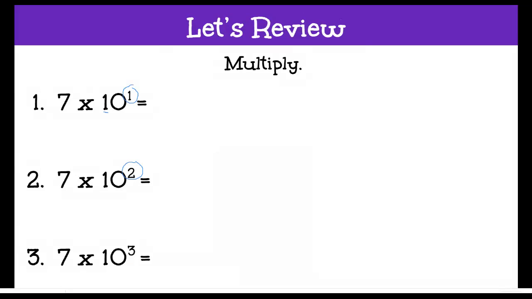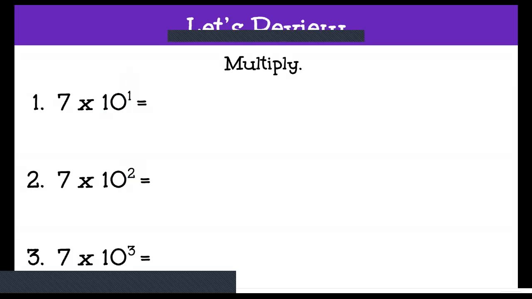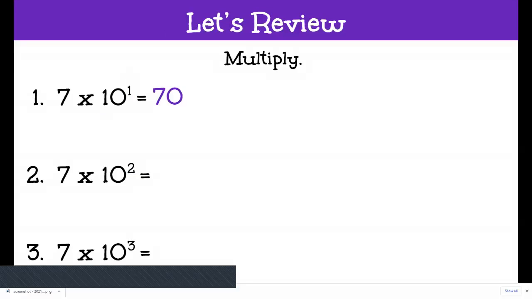And so if you're doing it times a power of 10, you just keep this number the same, 7 times 1, and then this tells you how many zeros are going to be in your answer. So let's take a look. 7 times 10 to the first makes 70. The next one has a 2 in the exponent, so it's going to be 2 zeros. The next one has a 3 in the exponent, so there's going to be 3 zeros.